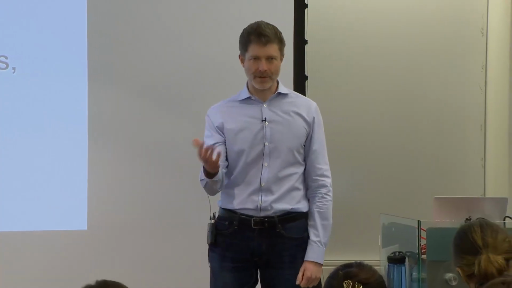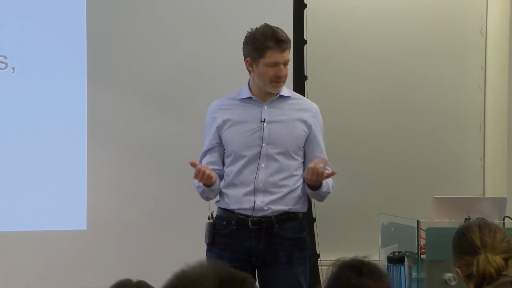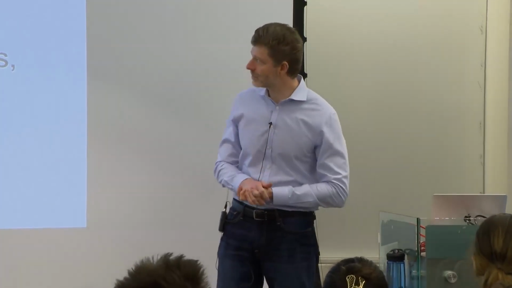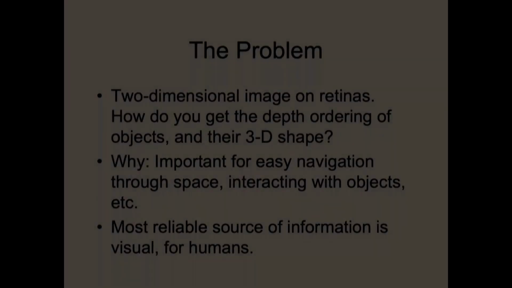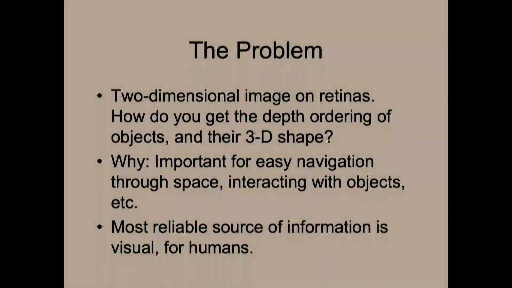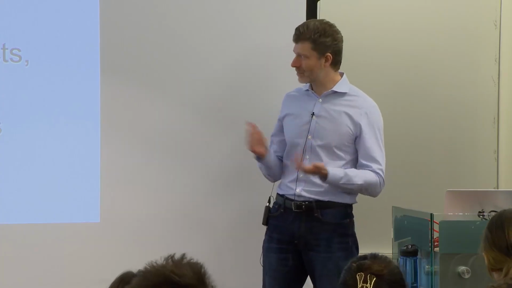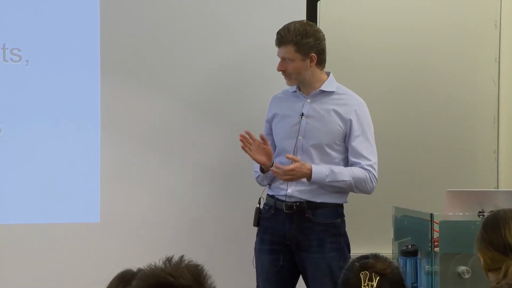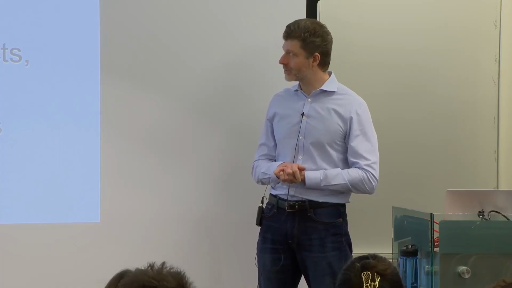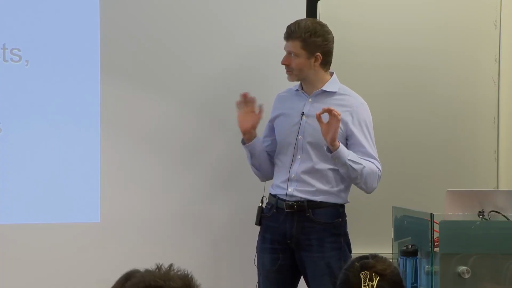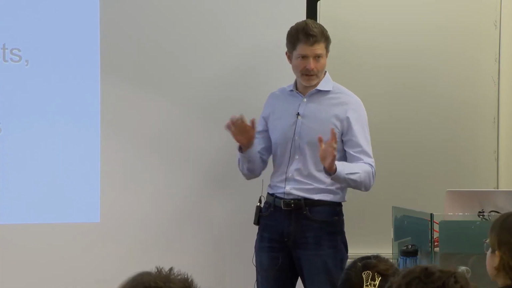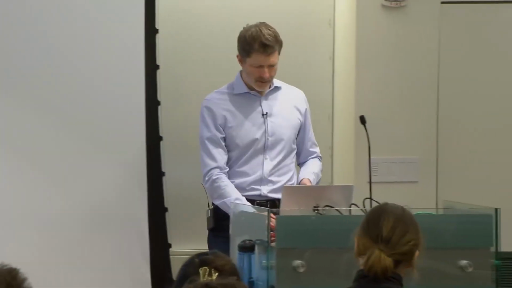You can hold a shape in your hand, and visually be able to assess the shape. You can tell how far things are away from you, and so on and so forth. Okay? So the extraction of 3-dimensional structure from the 2-dimensional images that the eyes receive is important for lots of things, for navigating through space, for interacting with objects, and so forth. And the most reliable source of information about the 3-dimensional structure of the world is visual, at least for humans. Okay. Some other animals use sonar and other things like that.